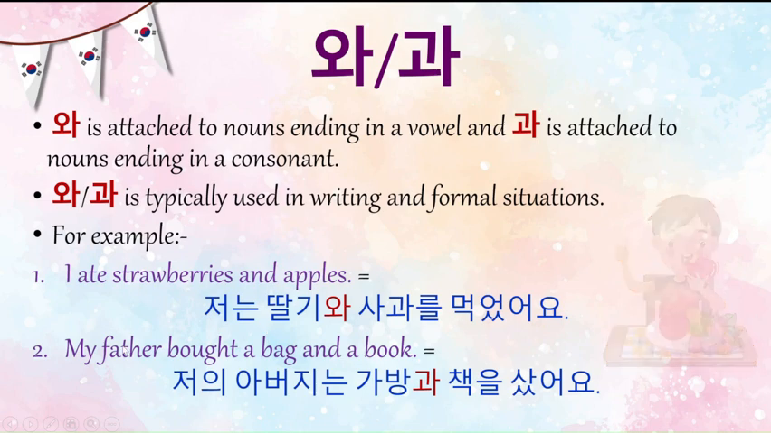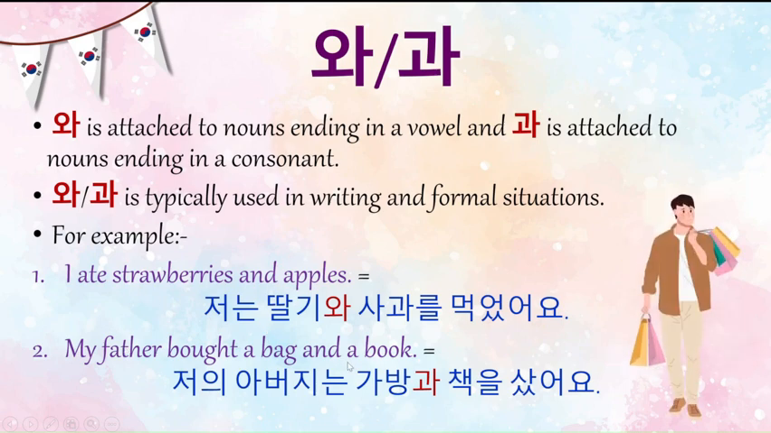Next example is, my father bought a bag and a book. In Korean, 저희 아버지는 가방과 책을 샀어요. Okay? My father is 저희 아버지. Bag is 가방, book is 책. And to buy something is 사다. In past tense, 샀어요. Okay? Now, bag and book. And is coming. So, check what is bag in Korean.